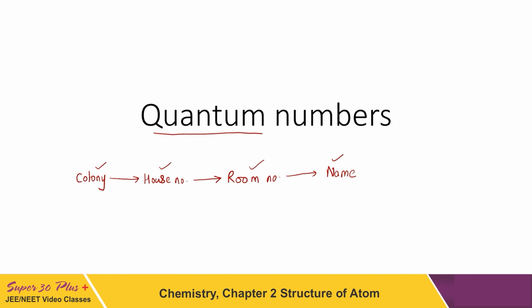Similarly, in order to locate any electron, first we need the shell. Suppose you want to locate where the electron is located in any atom, then you would need the shell. After the shell, you would need the subshell. After the subshell, you would need the orbital. And in orbitals, there are two electrons rotating in the opposite spin, so you must have information of the spin. So these are the four quantum numbers you need to locate any electron.